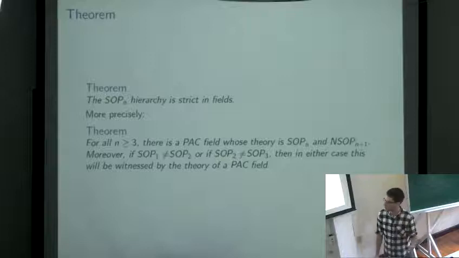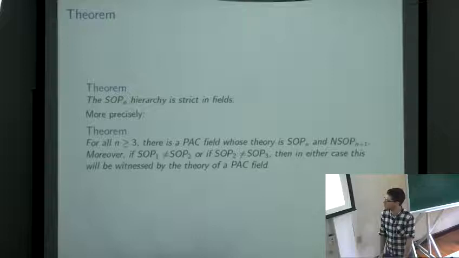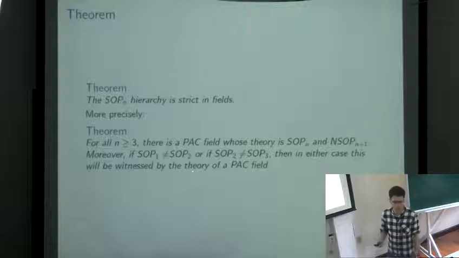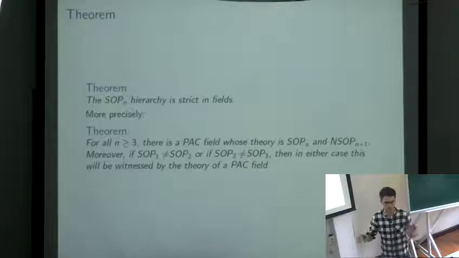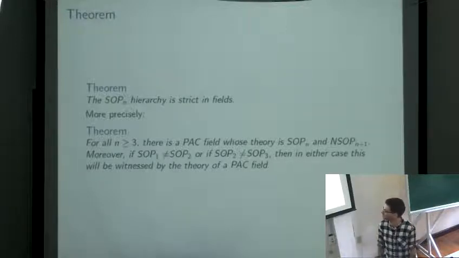So the SOPN hierarchy is not only strict in fields, it's strict in PAC fields, or if you like, PAC fields of characteristic 0. Moreover, there's an open problem. We don't know whether SOP1 and SOP2 are different, whether SOP2 and SOP3 are different. But if they're different, that will be witnessed by a field. Maybe someone can prove something by coding them in fields. I'm very doubtful. But OK, this is the theorem.